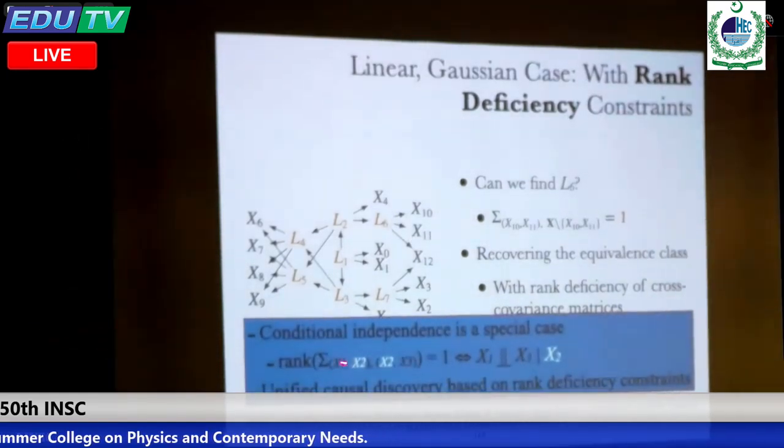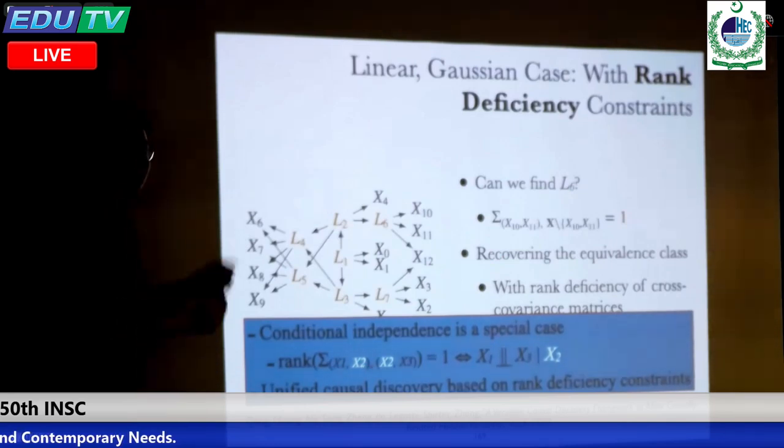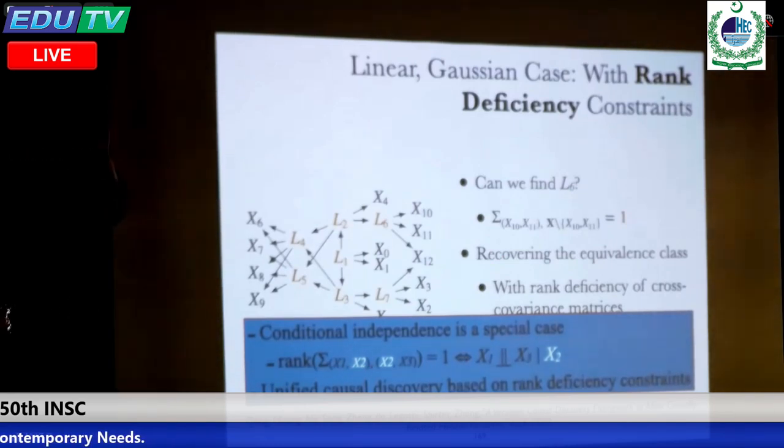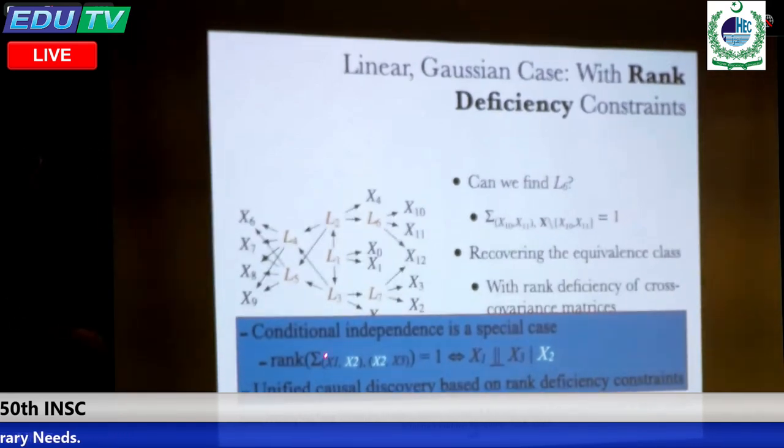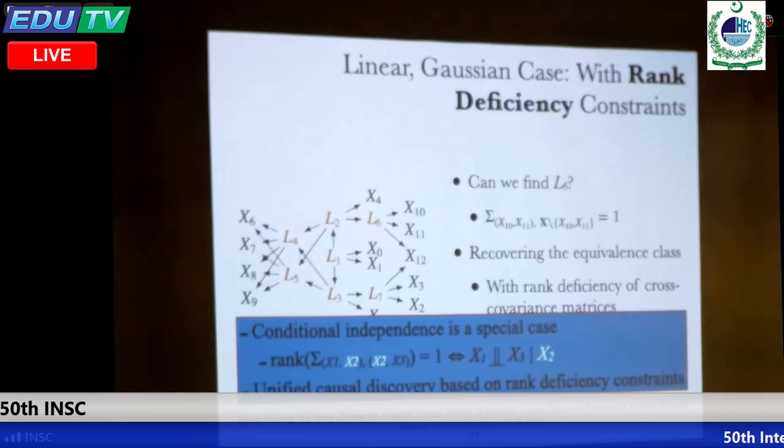Now, suppose this is the case. Suppose the rank of the cross-covariance matrix between X1 and X2, and X2 and X3 is 1. What does it mean? It means there's only one guy, one bottleneck, to relate X1, X2 and X2, X3. X2 is shared. This means X2 is the only way for X1 and X3 to be related, meaning that X1 and X3 are conditionally independent given X2, right? So now you can see the rank deficiency information is very informative. It also contains conditional independence relations as a special case.